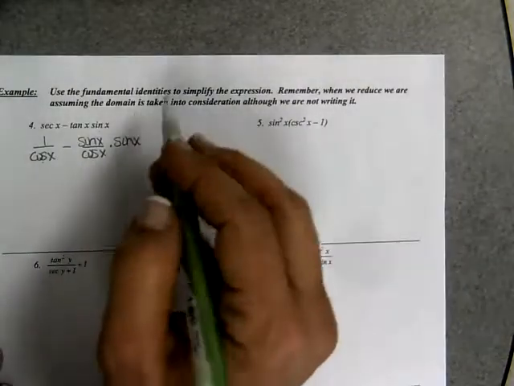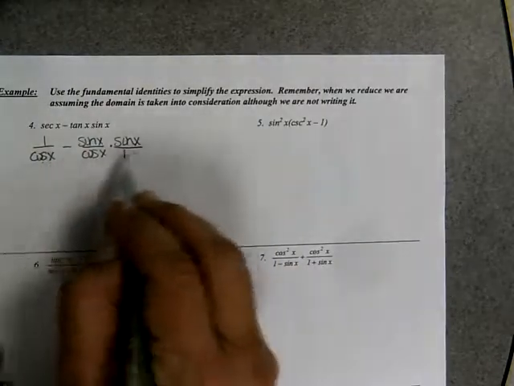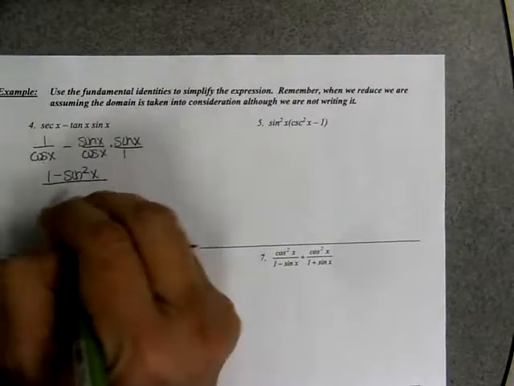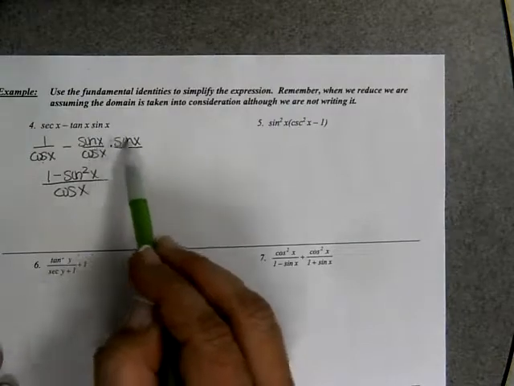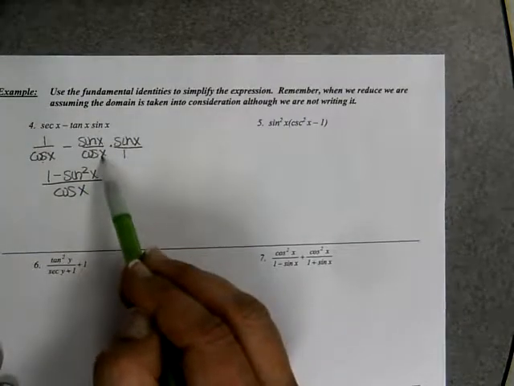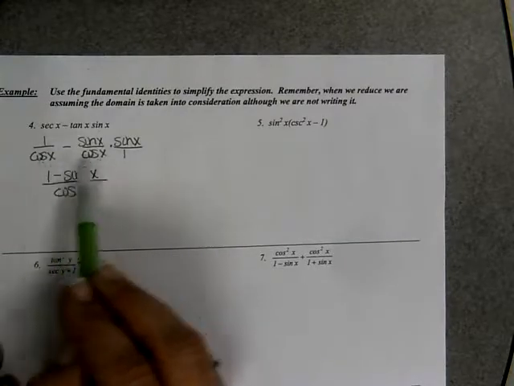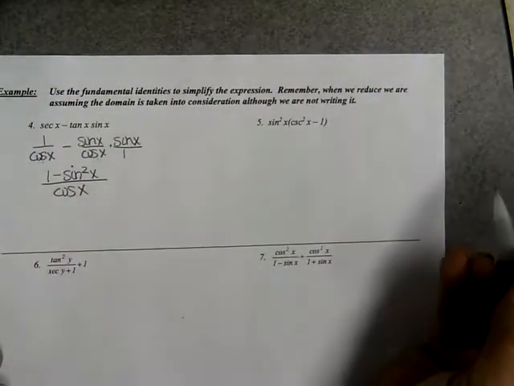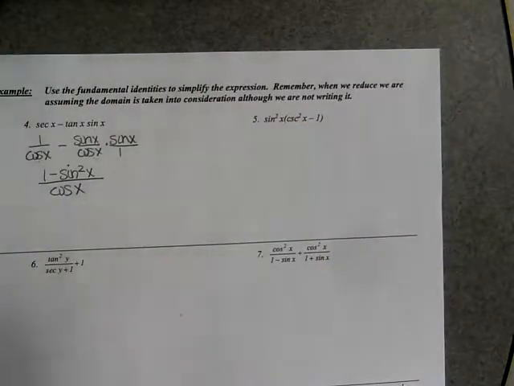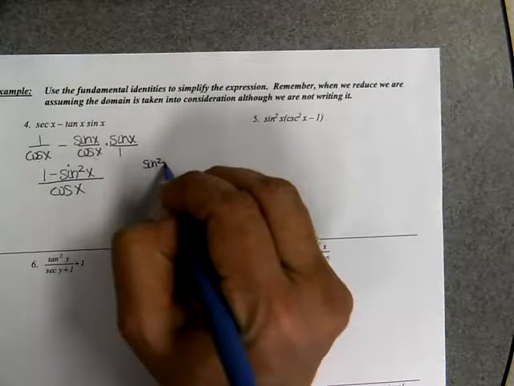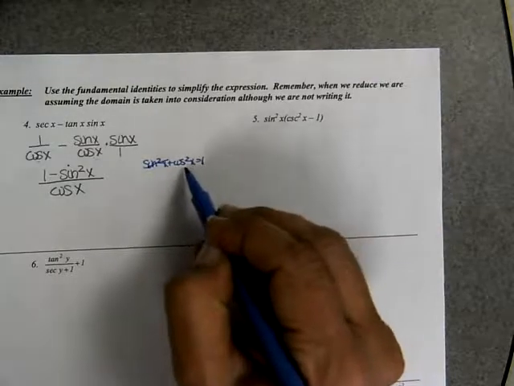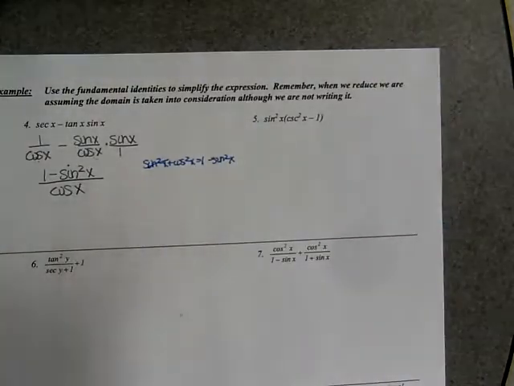And look what happens here: we can think about writing that over a common denominator. We can change this into 1 minus sine squared x over cosine x. Notice that we could have rewritten the second term as sine squared x over cosine x. Now that we have the same denominators, we can rewrite that as 1 minus sine squared x over that common denominator of cosine x. And just a little reminder, one of our Pythagorean identities is that sine squared x plus cosine squared x equals 1. So notice that 1 minus sine squared x is cosine squared x.